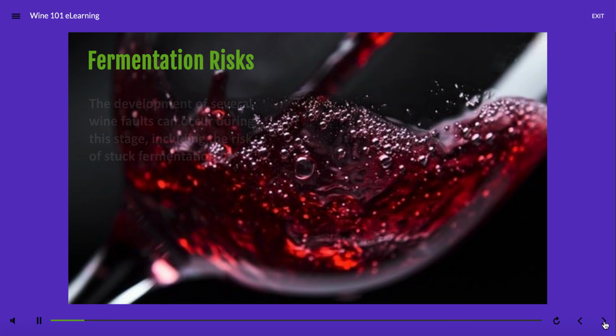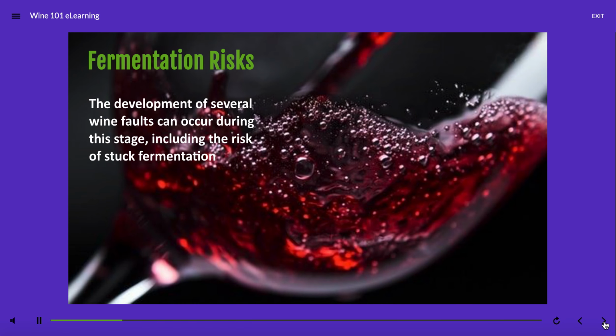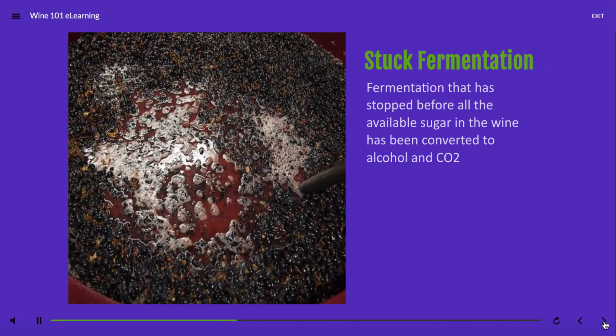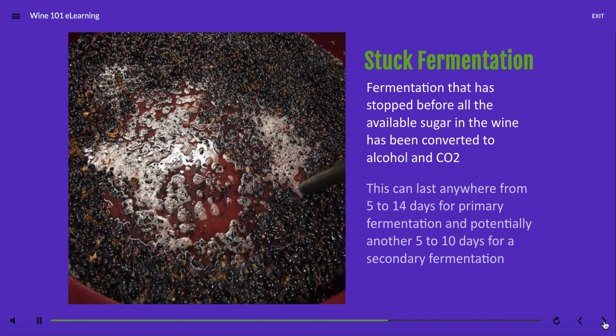Fermentation risks. The development of several wine faults can occur during this stage, including the risk of stuck fermentation. By definition, a stuck fermentation is a fermentation that has stopped before all the available sugar in the wine has been converted to alcohol and CO2. This can last anywhere from 5 to 14 days for primary fermentation and potentially another 5 to 10 days for secondary fermentation.